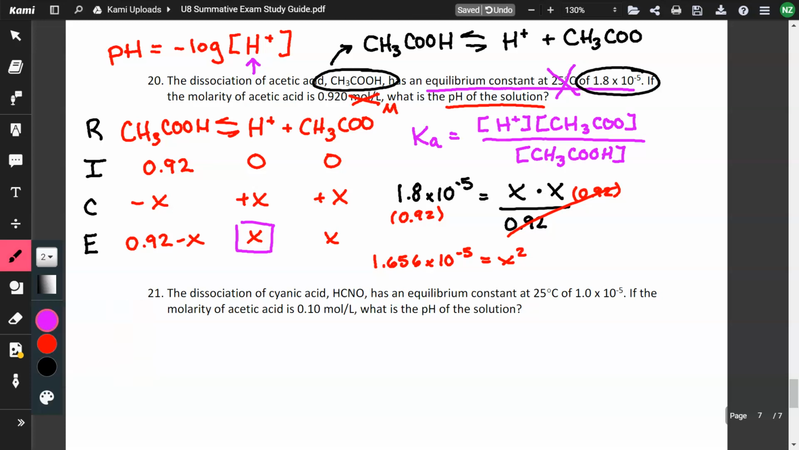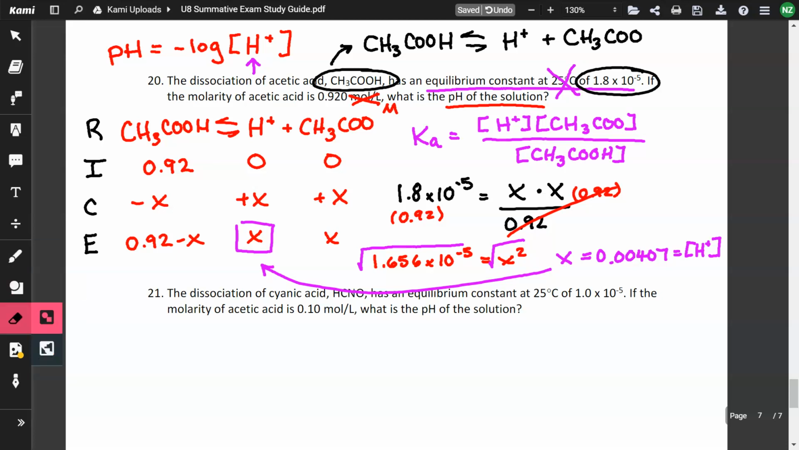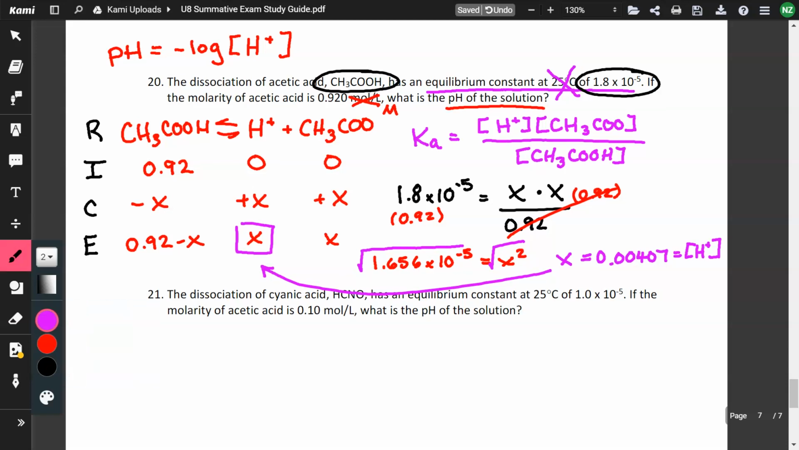We want to get x by itself, so let's take the square root of both sides. You get x is equal to 0.00407. Hey, guess what? We have x now. We can plug in. So that is going to be equal to H plus. So now we can go back to what we were trying to do at the very beginning, which was plug H plus into our equation. I am running out of room here, so I'm going to just erase this.